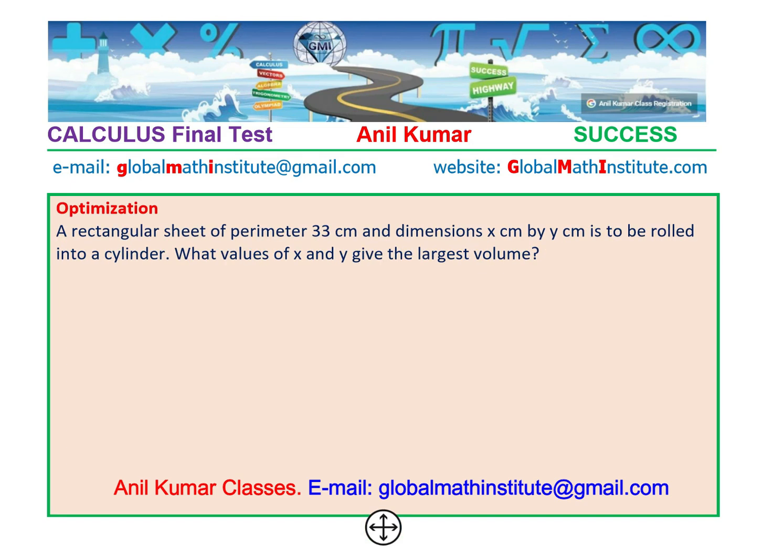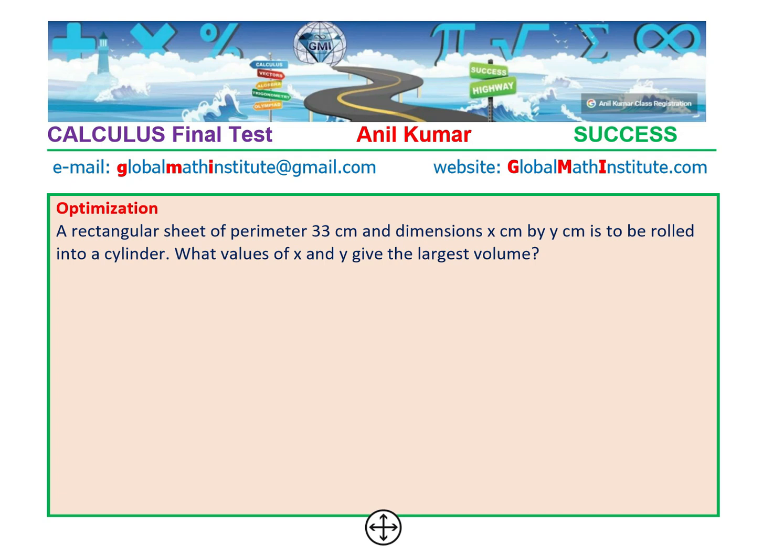Optimization question. A rectangular sheet of perimeter 33 centimeters and dimensions x centimeters by y centimeters is to be rolled into a cylinder. What values of x and y give the largest volume?